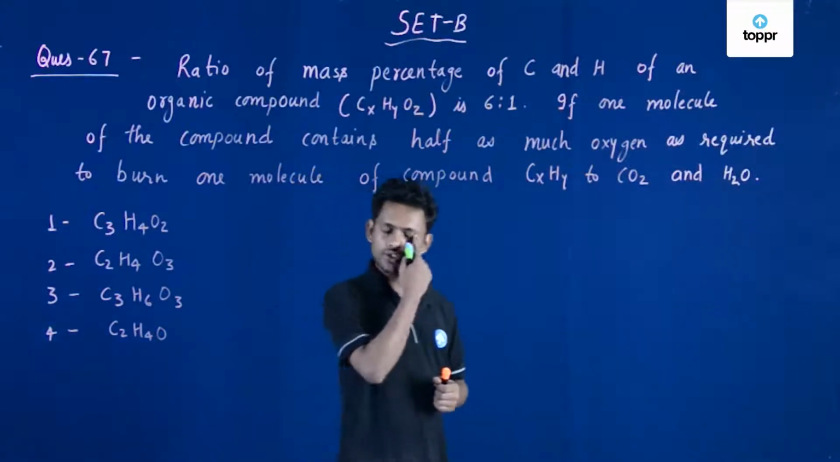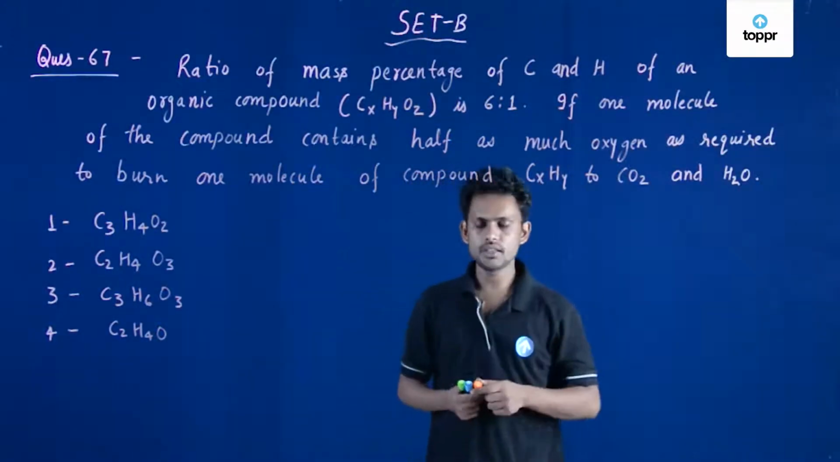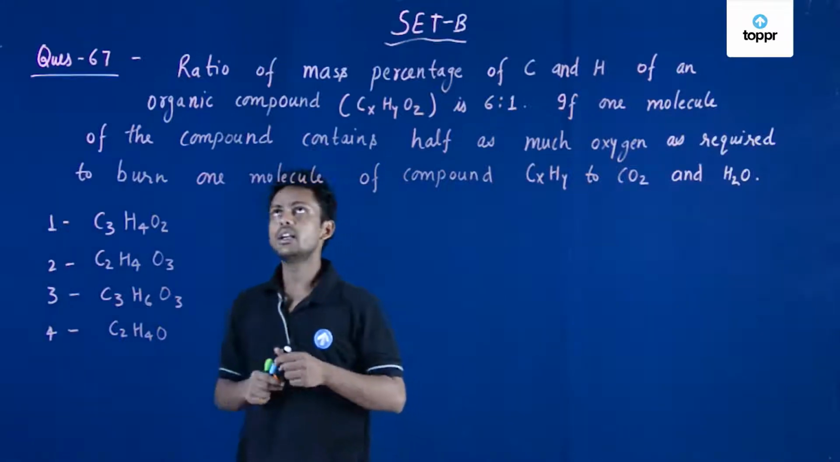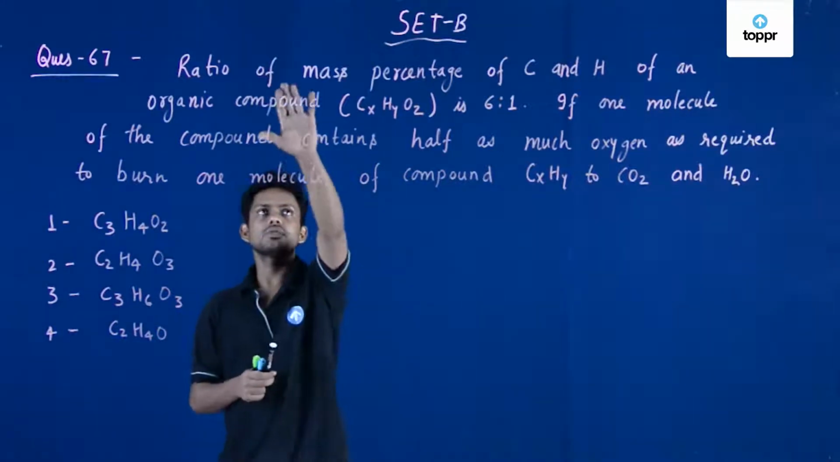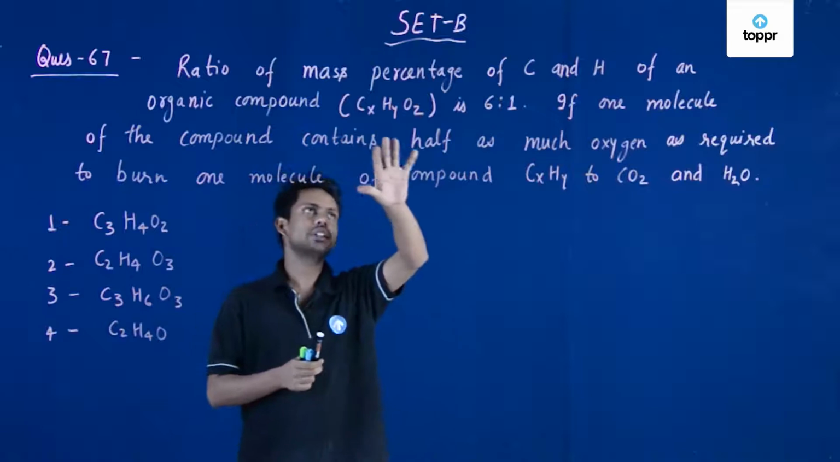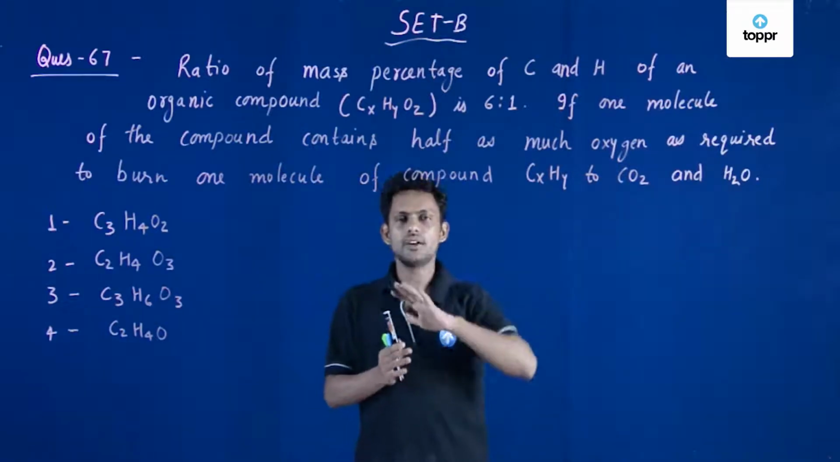So now let us discuss question number 67 of JEE Mains 2018 set B. What is asked in the question is, there is some data given first of all, so you need to look at the data. This is a very simple question.